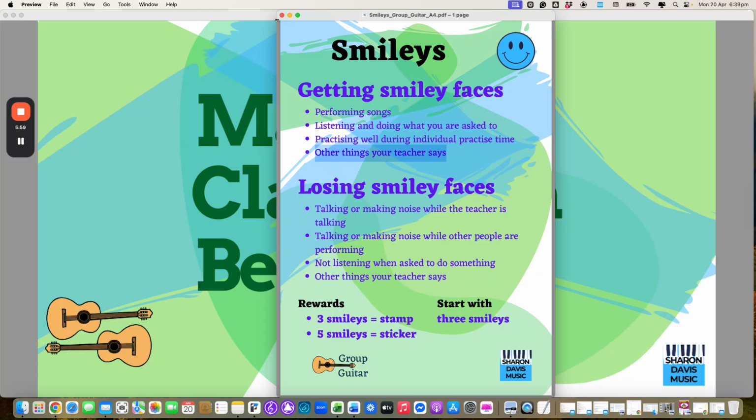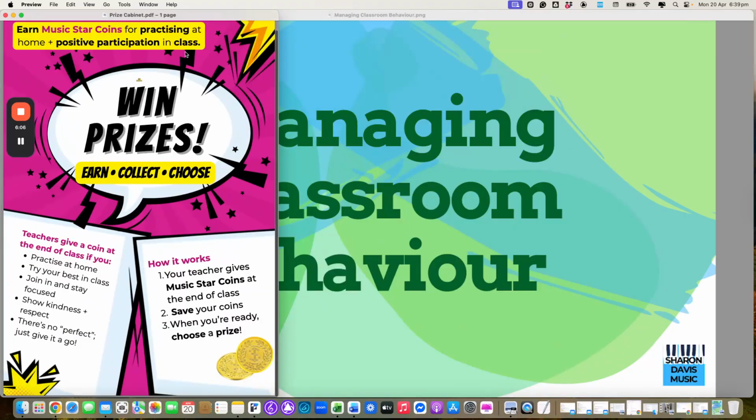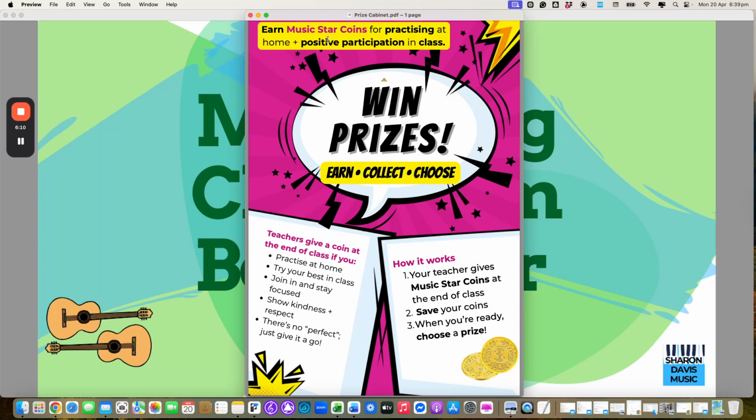Another thing that we've introduced in our studio that you may or may not want to consider is a prize cabinet, and students will earn coins. I got them off a website. They're bright coloured, shiny, fake coins. This is pretty much what they look like. And then the teachers allocate them basically for good behaviour.